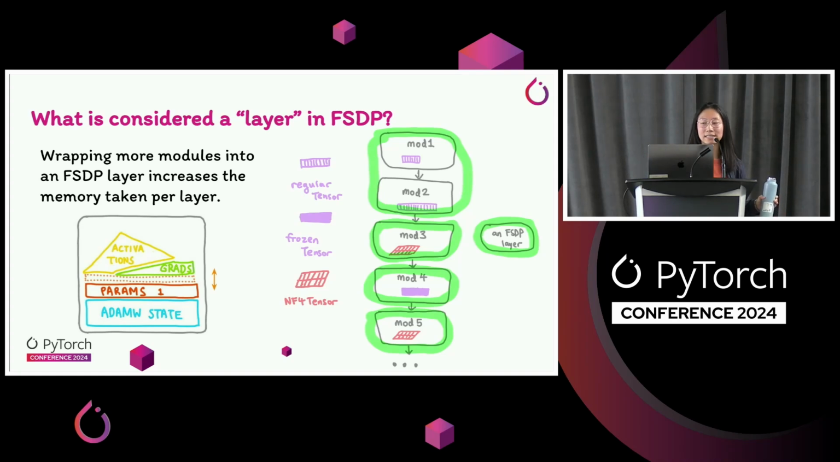So in this case, if you wrap both mod 1 and mod 2 together as one FSDP layer, you can imagine that that little orange box becomes bigger, because it needs to pull in both the param from mod 1 and mod 2. So this FSDP is flexible. It gives you that freedom for how big you want that layer to be by giving you certain wrapping policies.